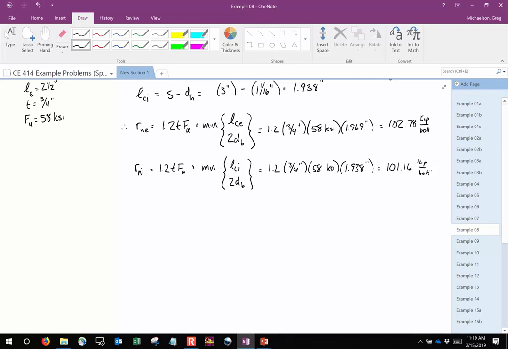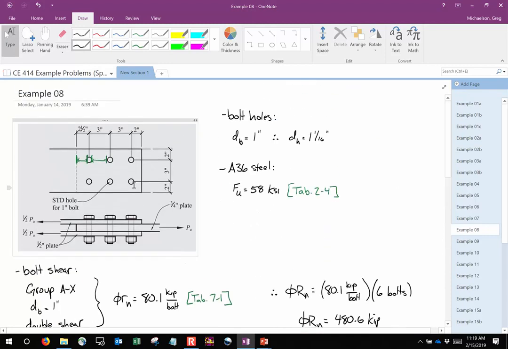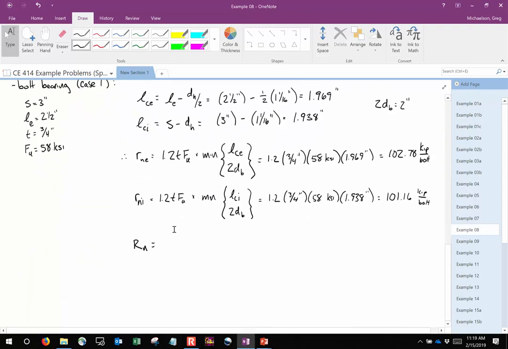Okay? So what we've got is the capacity of a single edge bolt and the capacity of a single interior bolt. What I ultimately want is the capacity of the entire connection. So what is R N? Well, it's however many edge bolts we have and however many interior bolts we have, and add them up. So let's scroll up a bit. So here's the connection. So you tell me, how many edge bolts do we have on this connection? 2. How many interior bolts do we have? 4.